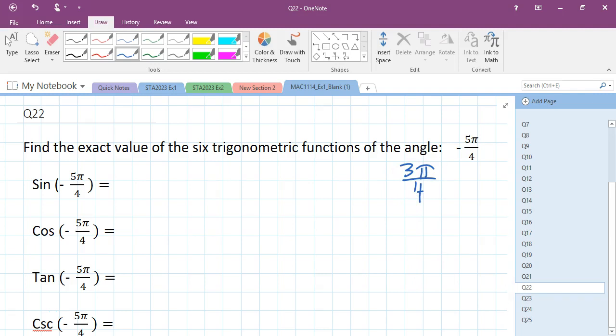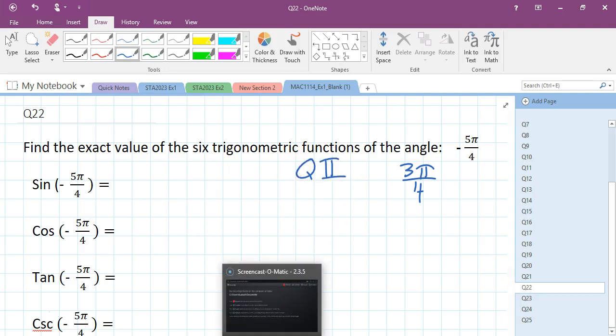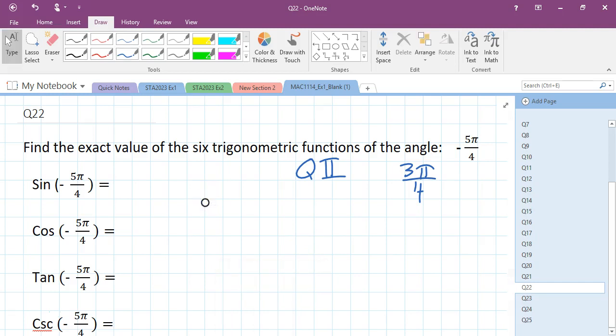Okay? Now we got to figure out what quadrant that's in. It is in quadrant 2. I believe we've done 3 pi over 4 earlier in this packet. It is in quadrant 2, which I believe we also found the reference angle for that one as well. Because in order to do that, we take pi minus 3 pi over 4, which gives us pi over 4. So all these answers are going to be related to whatever happens at pi over 4.